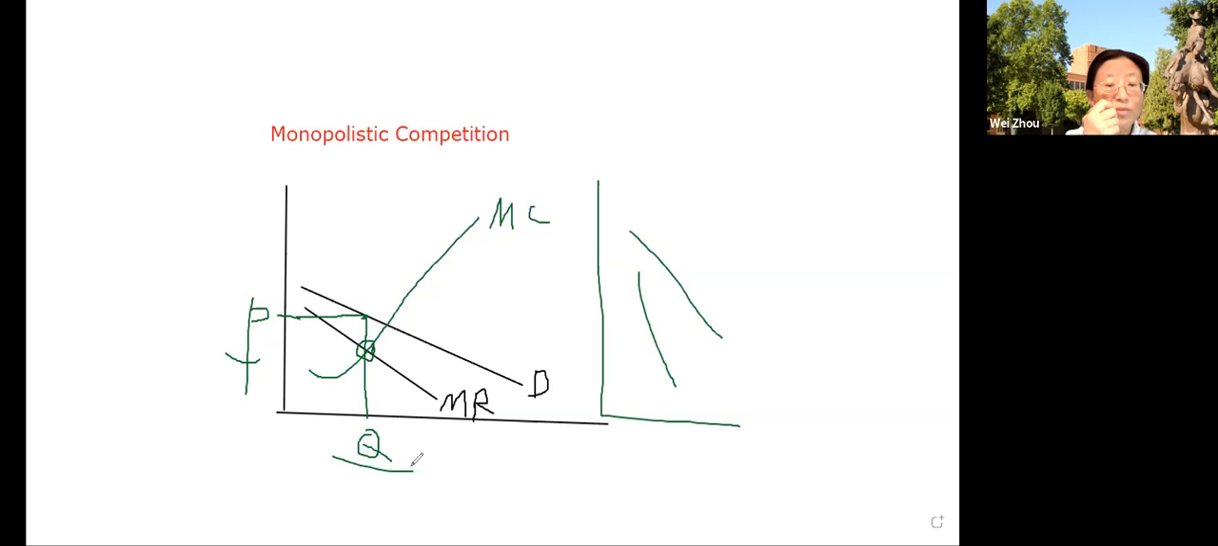Are you going to make a profit or not? Well, it really depends on where your total cost is. If your cost is here, you are losing money. If your cost is here, you are earning money. So in that case, let's go back to the graph.